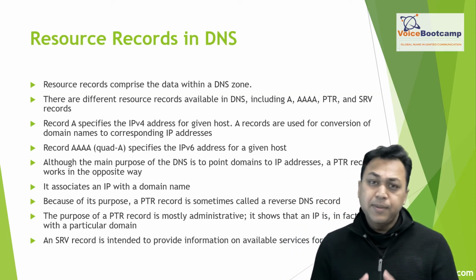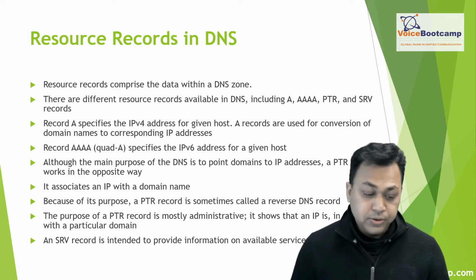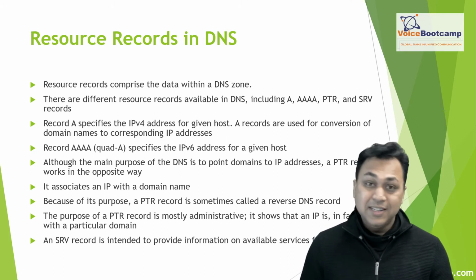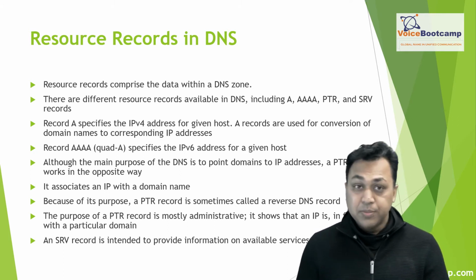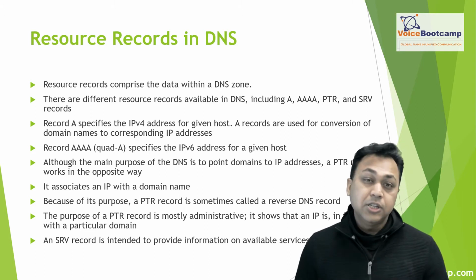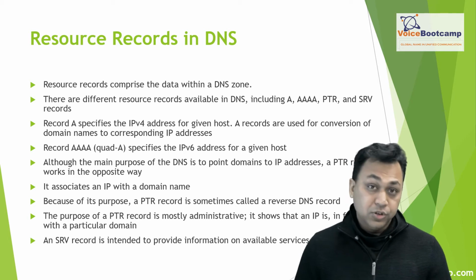DNS basically consists of various records, which are called resource records. Records can be comprised of data within the DNS zone. There are records called A records, SRV records, and PTR records. These are the most important things that you need to get yourself familiar with.